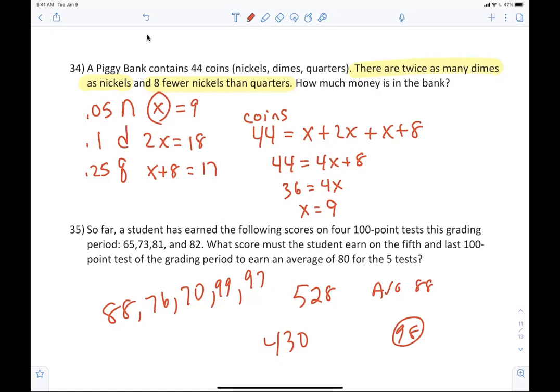They're asking about now, how much money do you have in the piggy bank, right? So if you have 9 nickels, you will have how much money? 45 cents. If you have 18 dimes, you will have what? $1.80, and if you have 17 quarters, you will have $4.25. That is brilliant. So all your money is? You have $6.50 in your piggy bank?